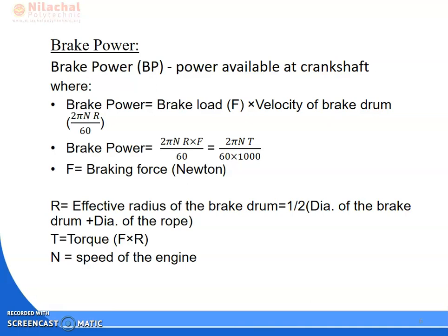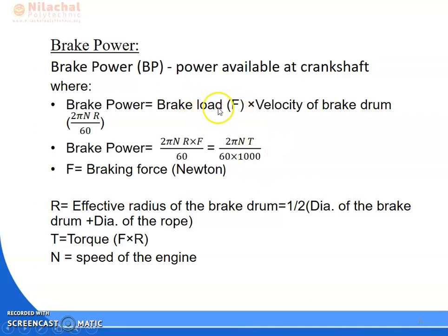So how do you get the brake power? For the brake power, we have to calculate the torque and the speed: torque into angular velocity. So what is the torque? Torque is equal to force into distance, into its angular velocity. From that we get the brake power. So brake power is equal to 2 pi NT by 60.